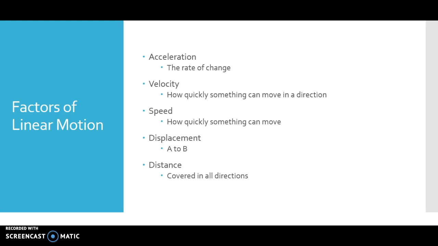Now moving on to displacement and distance. They're sort of alike, but they're not. Distance is covered in all directions, whereas displacement is basically from A to B. If we took a marathon, for example, the distance would be the distance covered in all directions. A marathon is normally deemed as 24 miles. That would be the distance, whereas the displacement would be the distance between the start line and the finish line in the shortest direction possible.